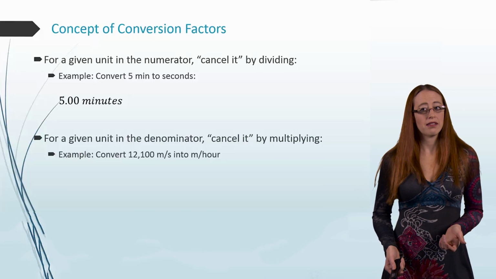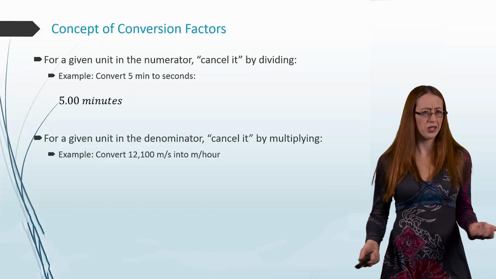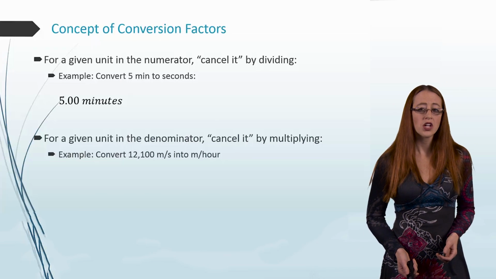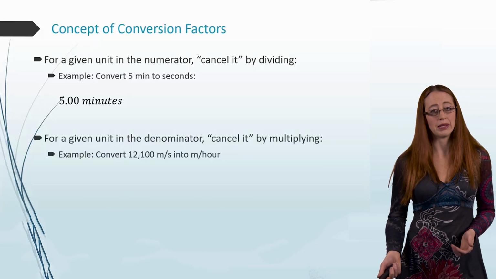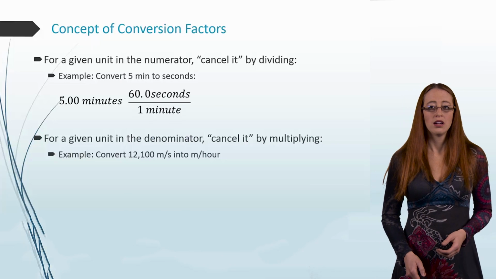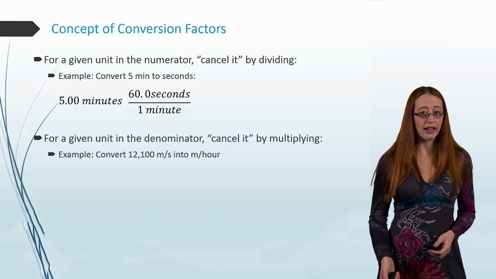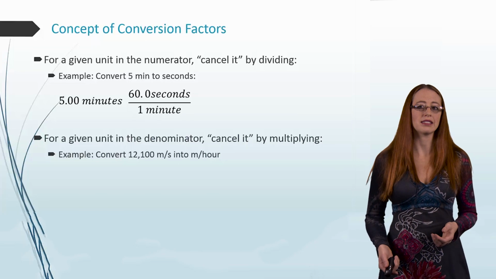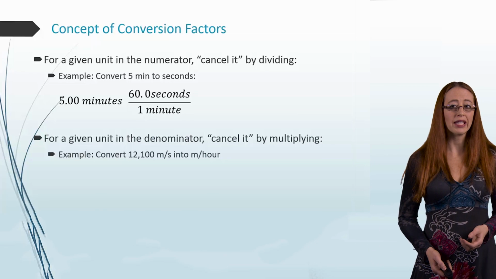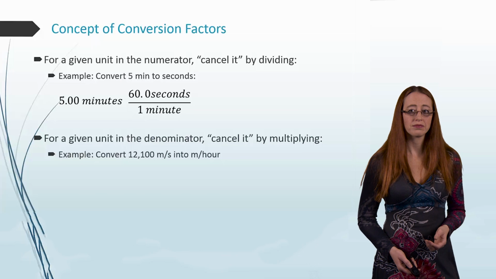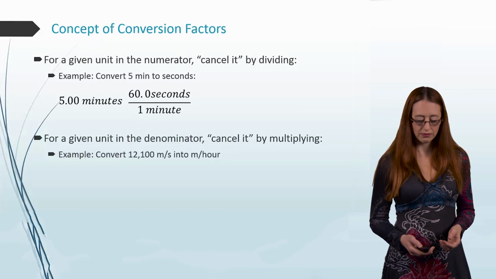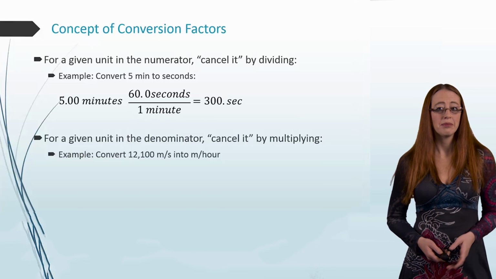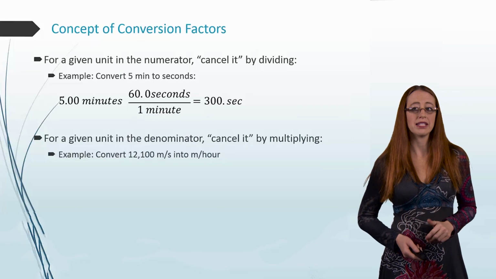So for any given unit that's in the numerator or the top, or in other words, just on its own, you can cancel it out by dividing. So for example, let's say that we want to convert 5 minutes into seconds. Well, we want minutes to go away, and so we put minutes on the bottom. We want seconds to happen, so we put seconds at the top. And then our units will cancel, leaving us with only seconds, because the minutes on the top cancels with the minutes on the bottom.